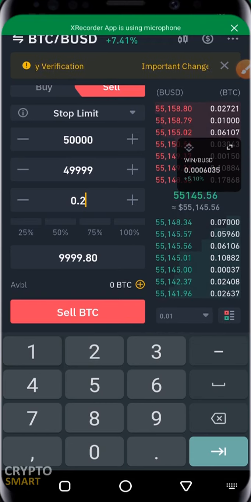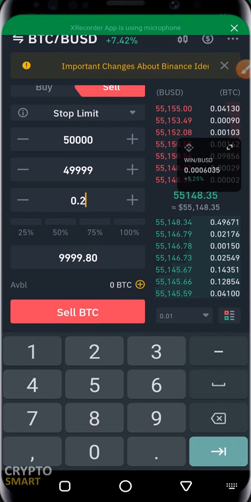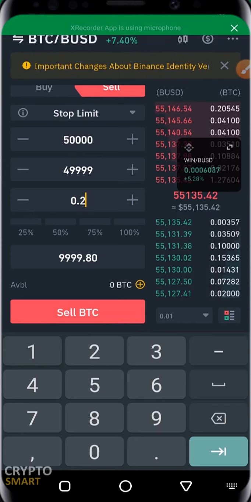Now, when the price of BTC drops to $50,000 and we don't want to incur more losses, a sell order will be triggered immediately to sell our remaining holding of BTC at $49,999. Stop loss is used to stop your losses invariably, even when you are not around.